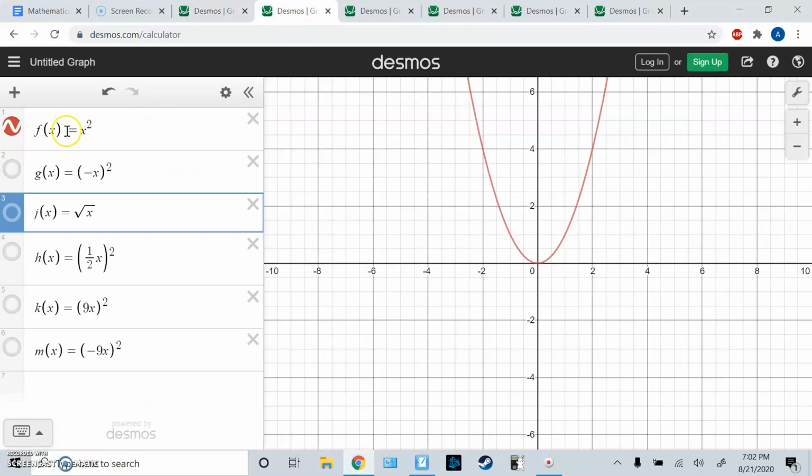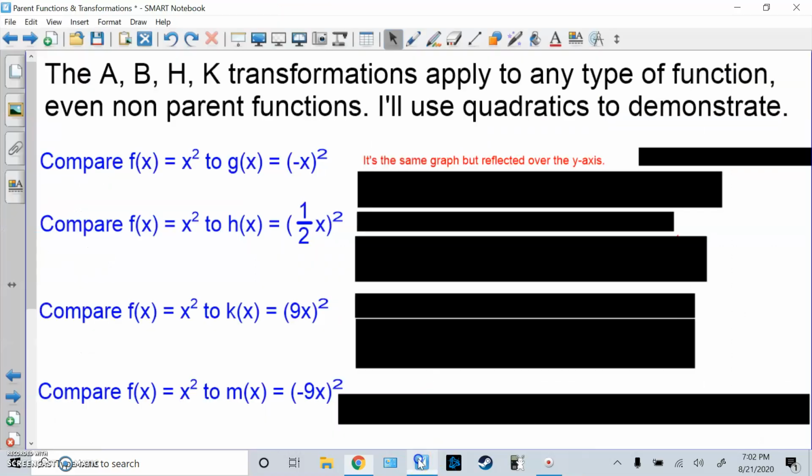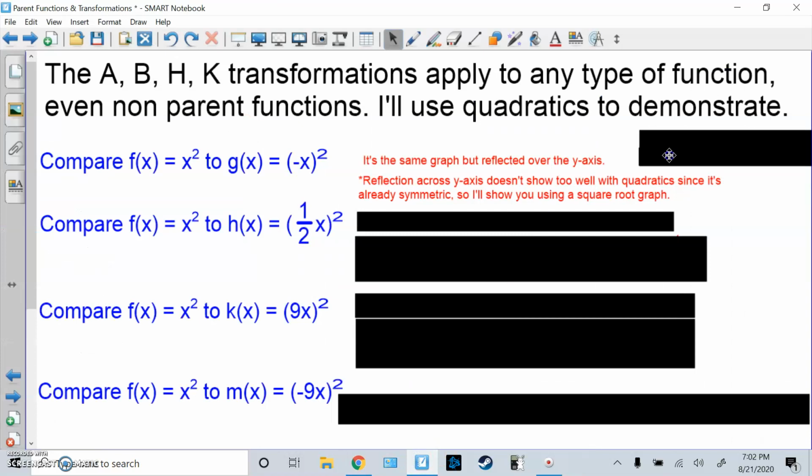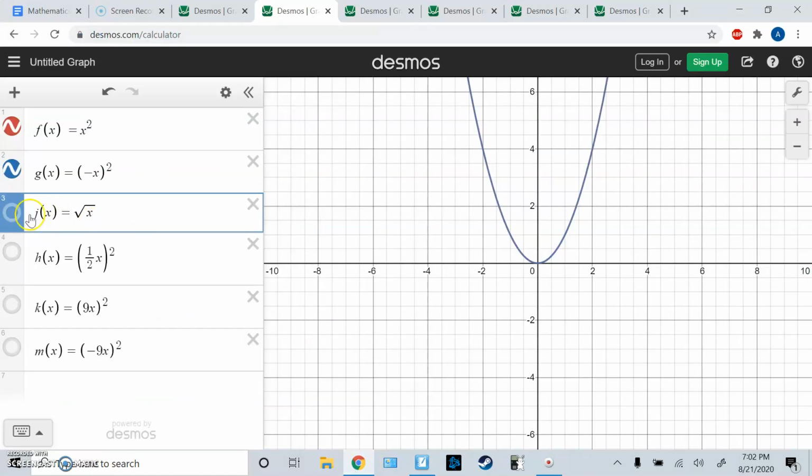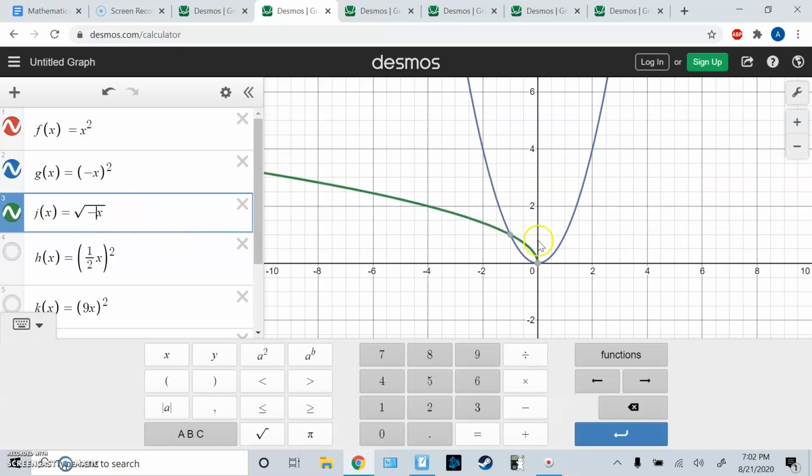So here's that graph. X squared compared to negative x, all squared. You know a negative squared is positive, right? So exact same thing. You just change colors. Now, going back to this, it's actually not too easy to see a reflection across the y-axis because the quadratic is very symmetric. So I'm going to show you a square root graph to make it more obvious. So here's a square root graph, the green line. If I put a negative on the inside, that means B is negative. It's going to flip to the other side, to the left. See that? Alright, so that's what I mean by it's a reflection across the y-axis.